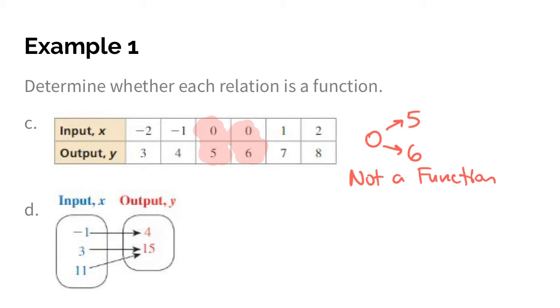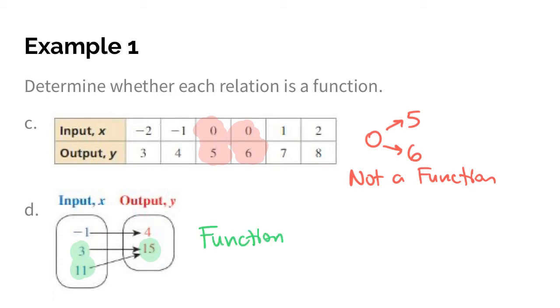with multiple outputs. And then lastly, my mapping diagram down here, I have the inputs -1 to 11 and my outputs of 4 and 15. So I want to know, is this a function? What you'll recognize here is that yes, I do have 3 and 11 that have the same output of 15. Use my analogy of a brake in a car. Multiple inputs having the same output is okay. So this technically would be a function.